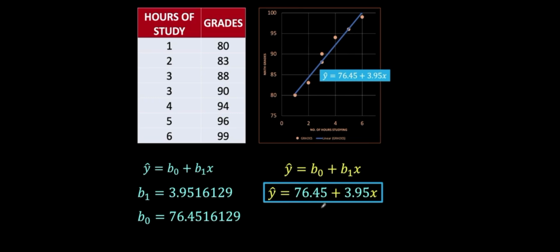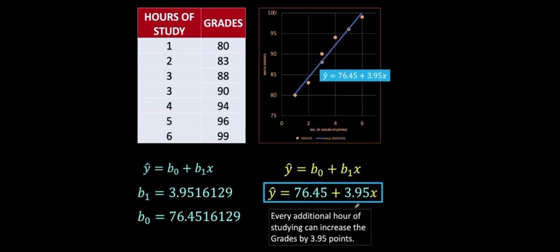Y cap equals 76.45 plus 3.95x. Here, x is the number of hours of studies, and y is the grade that the student can get. This means that since the slope is 3.95, every additional hour of studying can increase the grades of students by about 3.95 points. This y-intercept also indicates that a student who does not study, that means x is 0, can expect to get a barely passing grade of 76.45 based on our model. Of course, different models can result in different values.